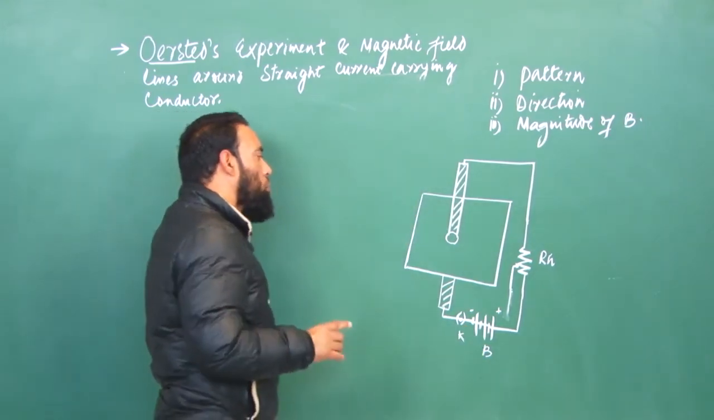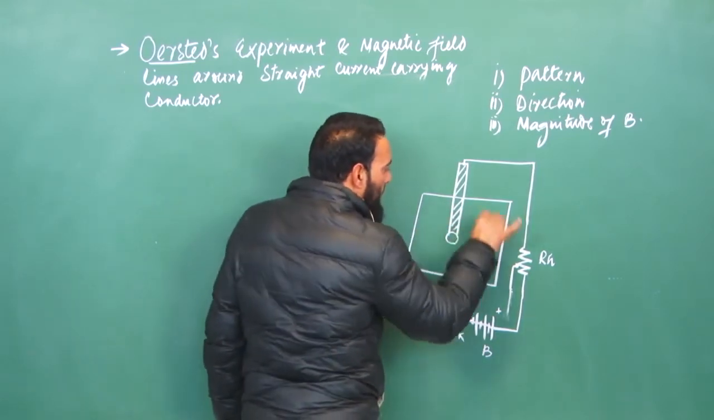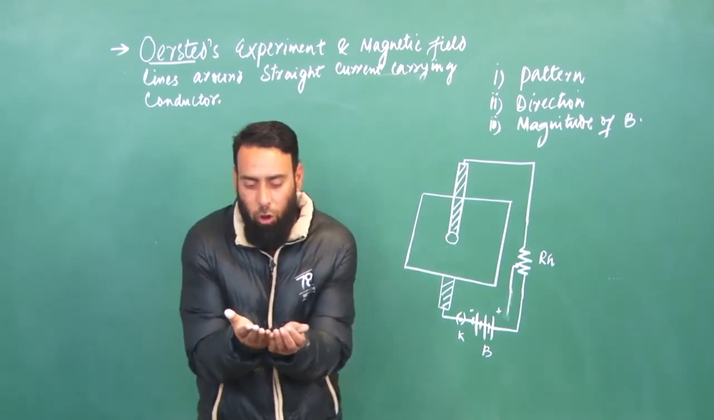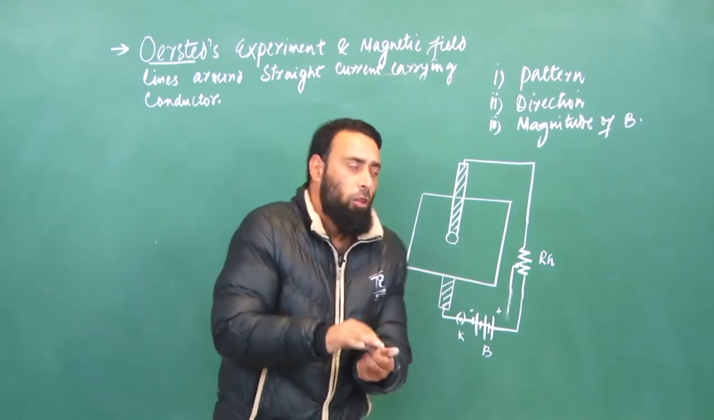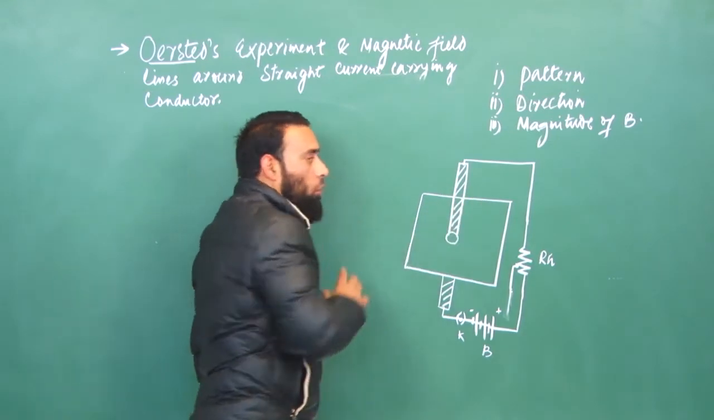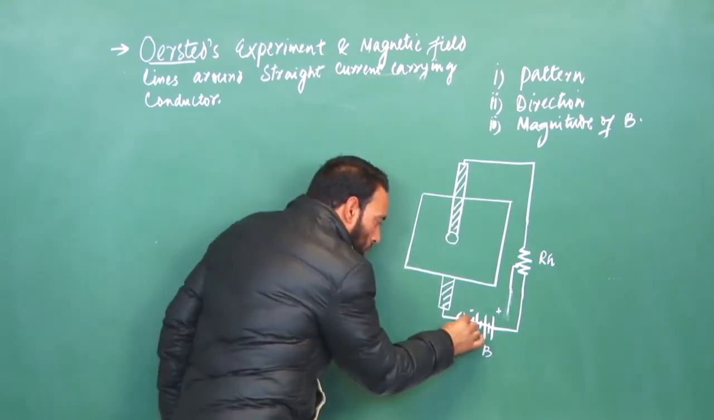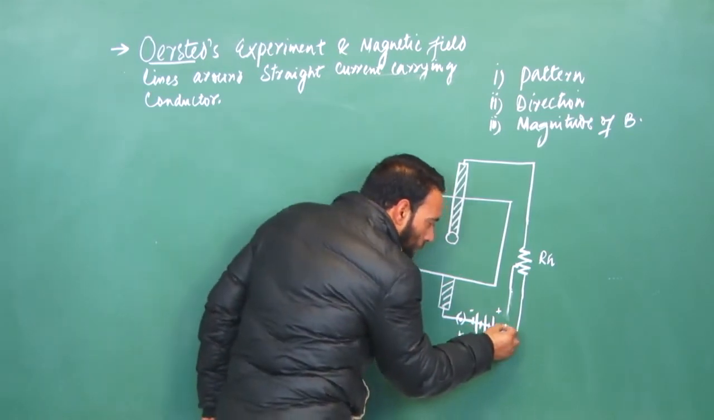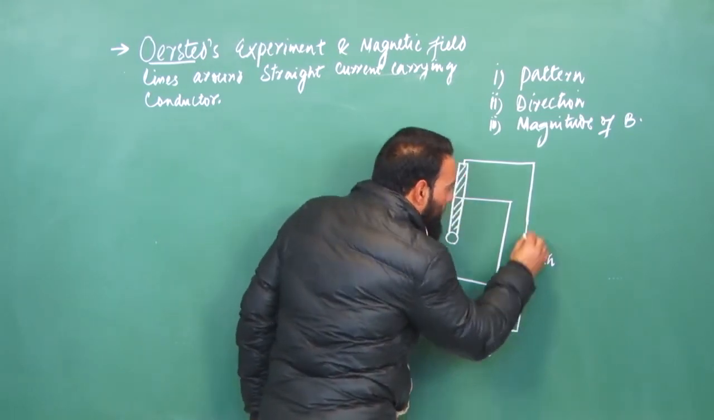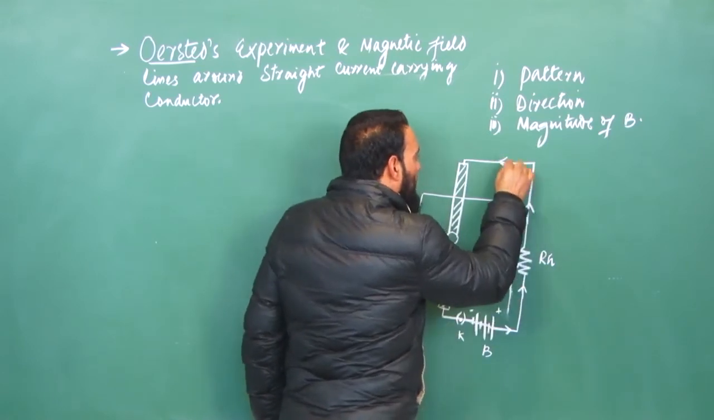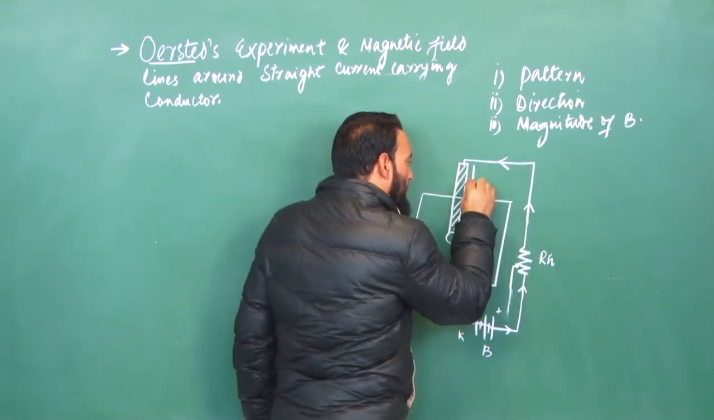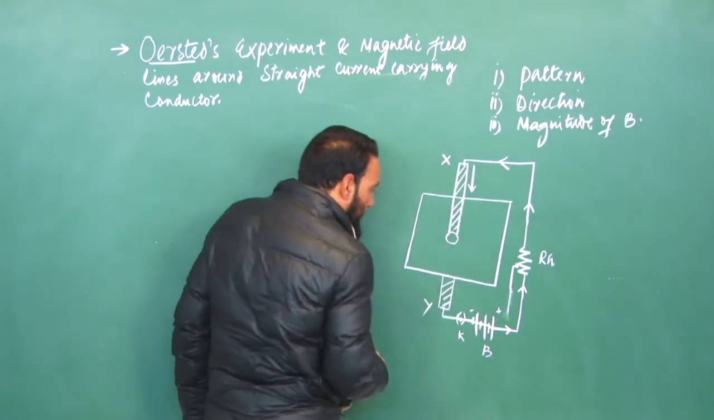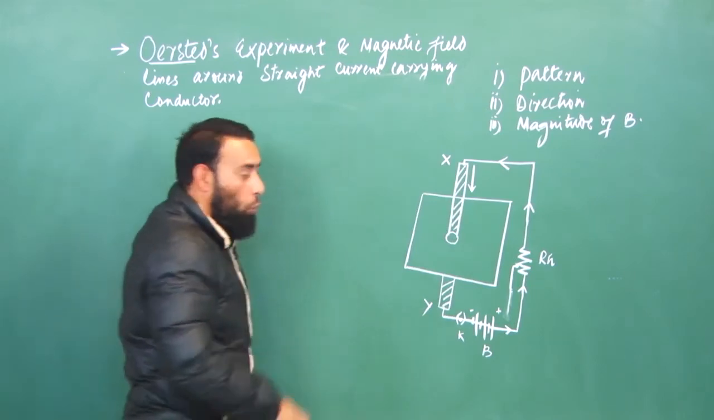So we will sprinkle certain iron filings over this cardboard because the cardboard is placed horizontally like this. Okay? So when we place iron filings over it and then we switch on the key, the current flows through the positive terminal like this and then moves downwards in the conductor. Let the conductor be XY, so the direction of current is from X to Y.